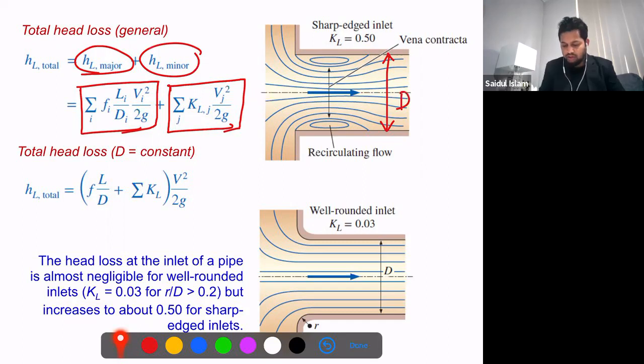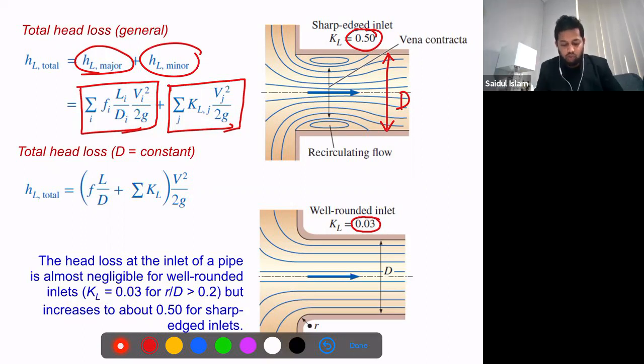We can see this is the center line, this is the center line. Look, the streamline, the fluid streamline, it looks quite similar. It's almost the same, but what we can see for this case, the loss coefficient is nearly 0.03 and it is 0.5. How many times? It's significantly higher.